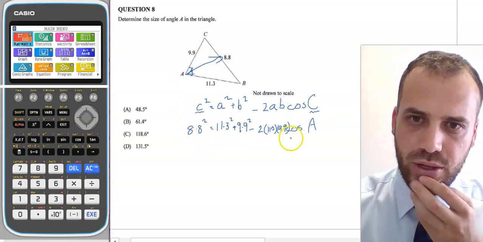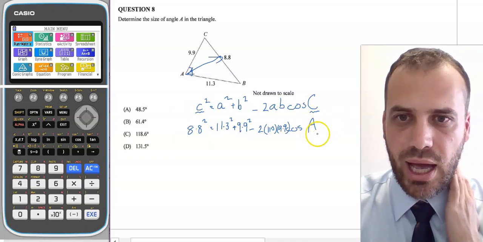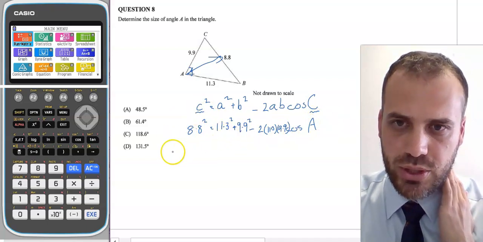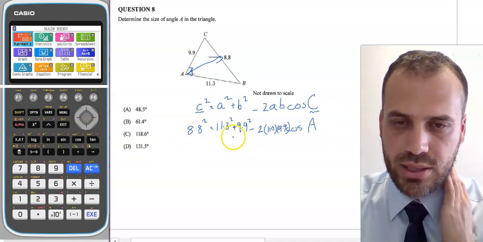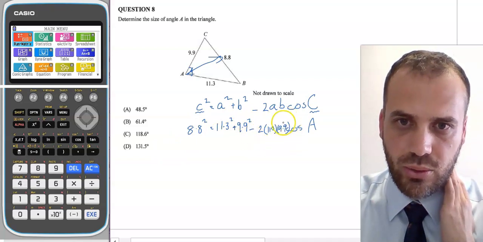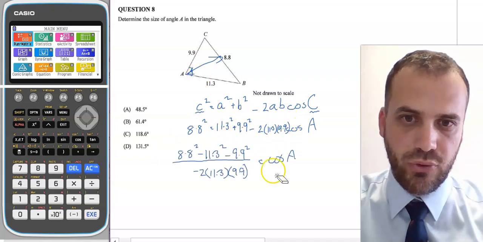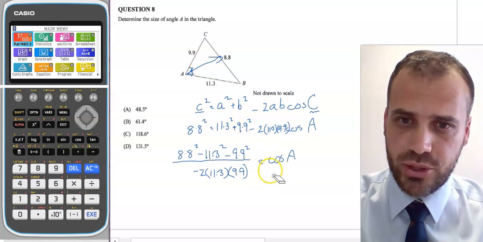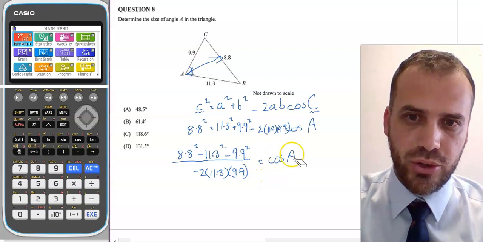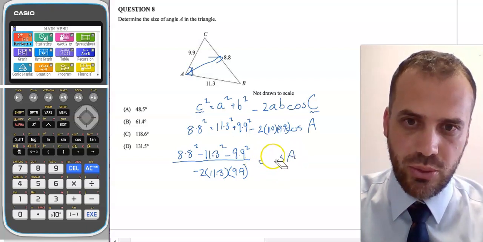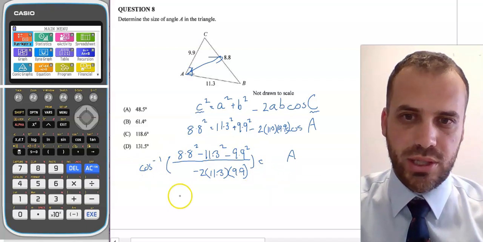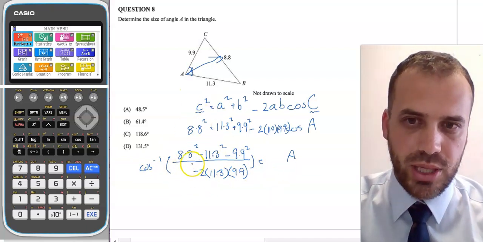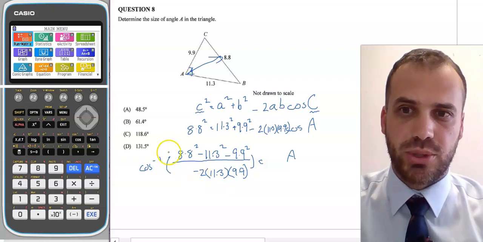All right, you really need to rearrange that now to make A the subject. So what we do is do 8.8 squared minus this, and then divided by all of that. A formula that looks like that. This should be familiar to you. And now we don't want to know cos A, we want to know just A. So we can move the cos from here and do an inverse cos on this side. Some students have memorized this formula and they don't have to do this rearrangement here. If you've memorized this formula, you can just do it straight up.